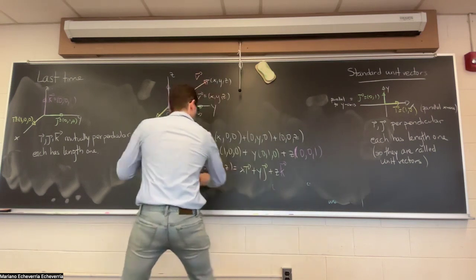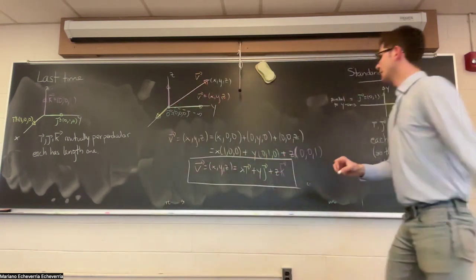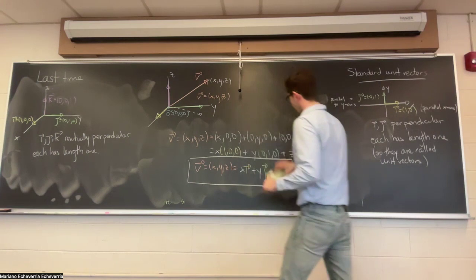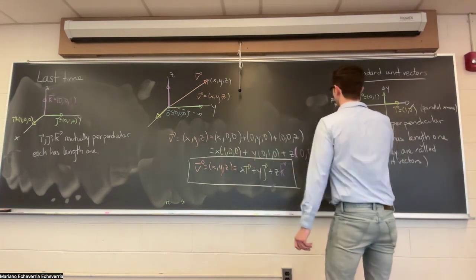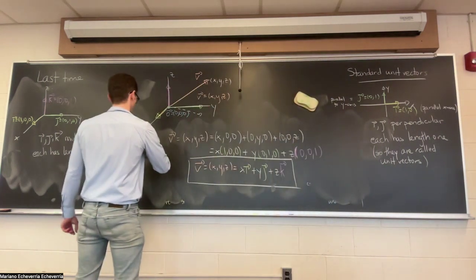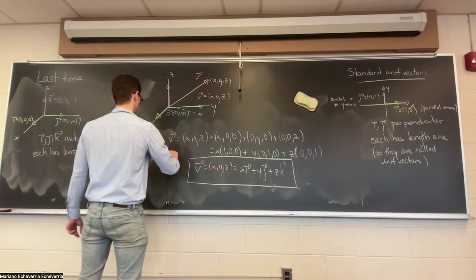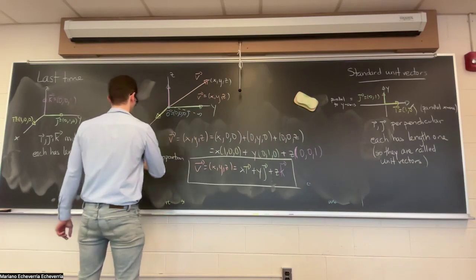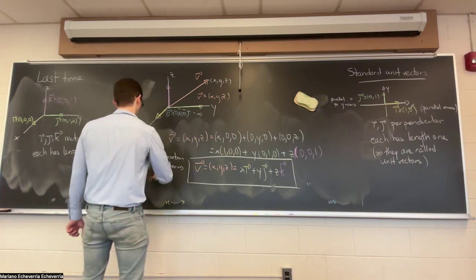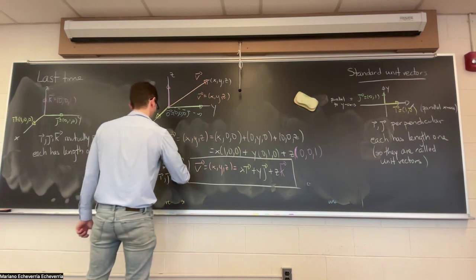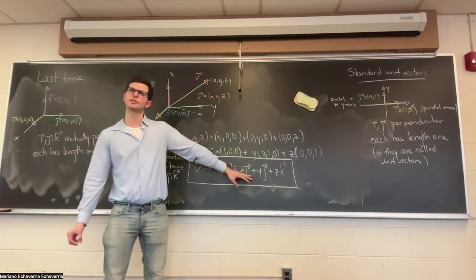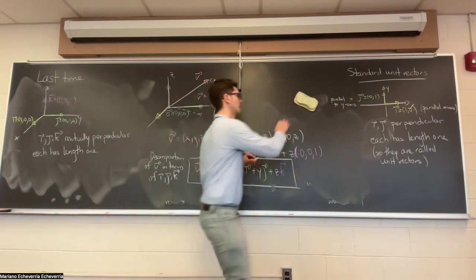So any vector can be written in terms of three pieces, and those three pieces are related to the vectors i, j, and k. So this is a decomposition of v in terms of i, j, and k. I'll try an example in a second. The point is that this is an alternative way to write a vector.